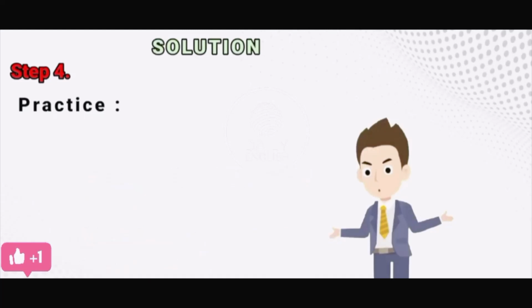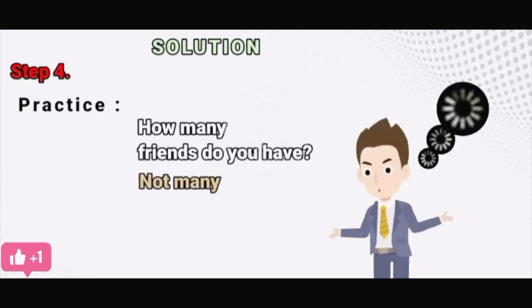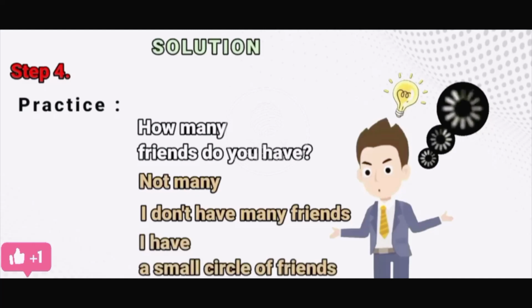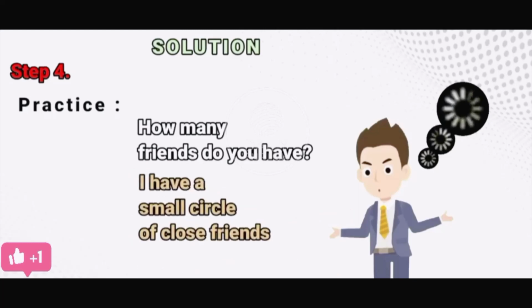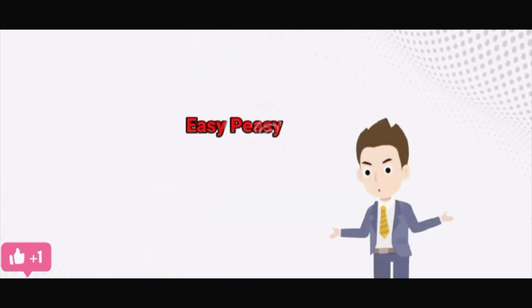Let me show you. How many friends do you have? Not many. No, I don't have many friends. I have a small circle of friends. How many friends do you have? I have a small circle of friends. I have a small circle of close friends. Okay. Why? Because I'm not sociable? How many friends do you have? I have a small circle of close friends because I'm not really sociable. Nice. Easy peasy. You see, I talk to myself.